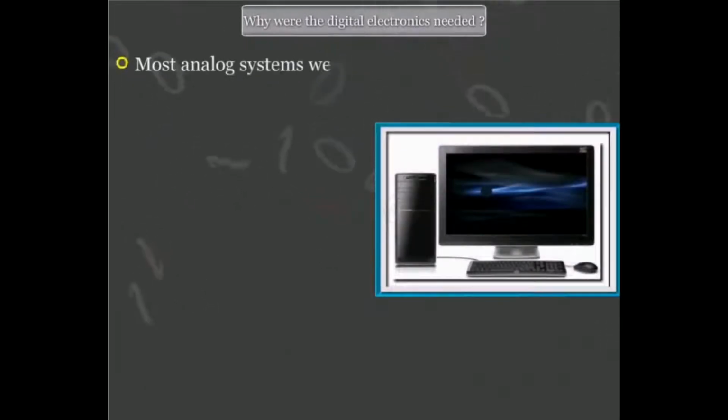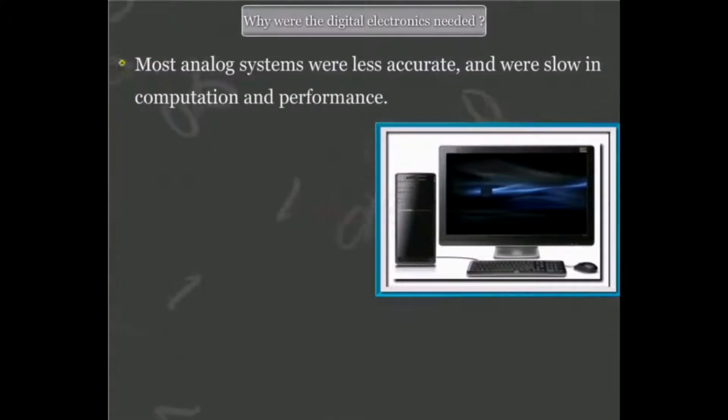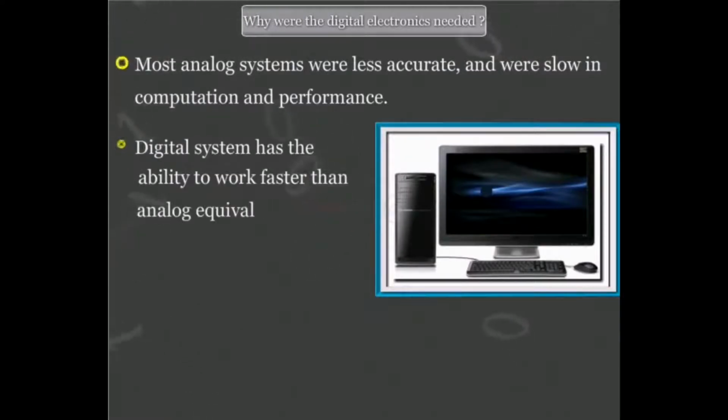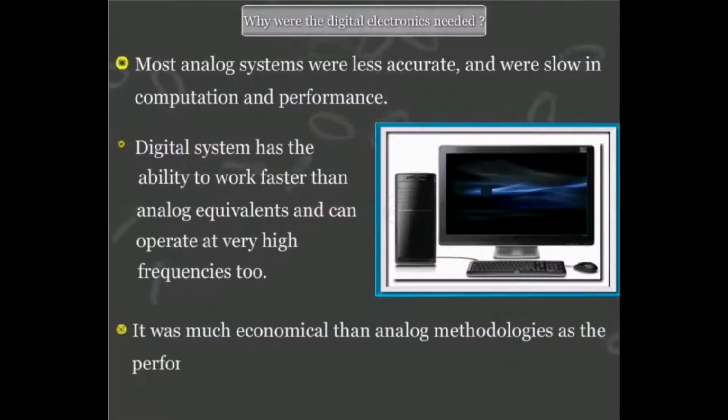Why was digital electronics needed? Most analog systems were less accurate and slow in computation and performance. Digital systems have the ability to work faster than analog equivalents and can operate at very high frequencies too. It was much more economical than analog methodologies as the performance was faster.